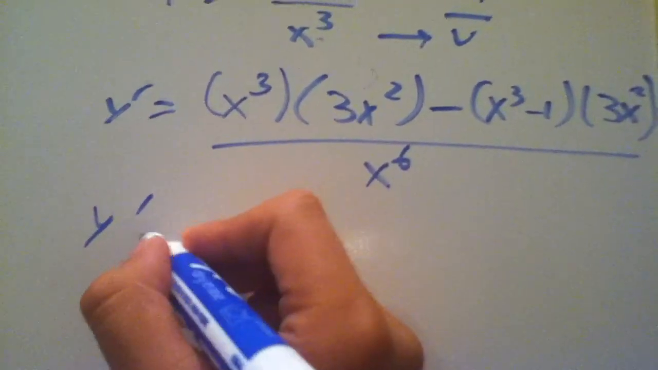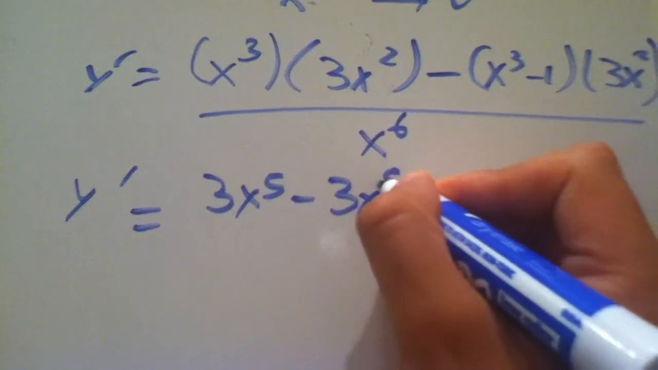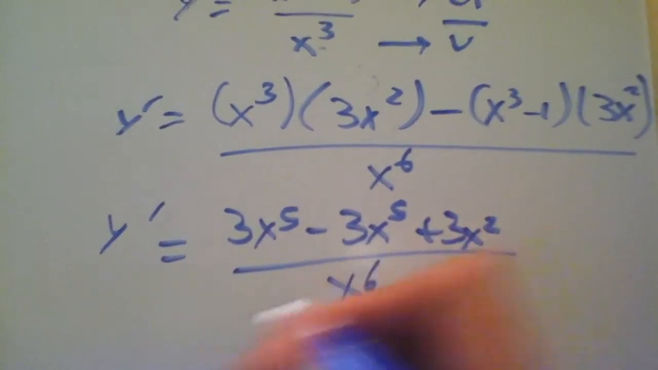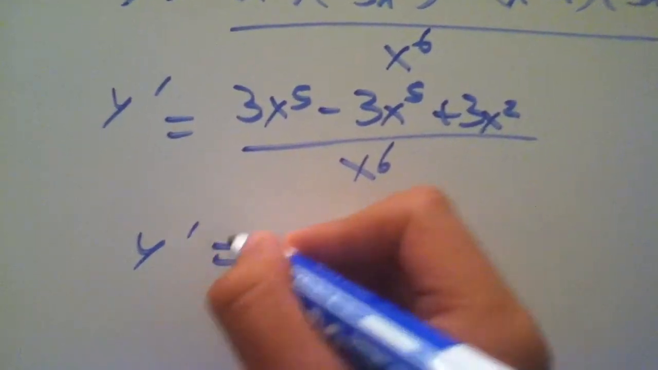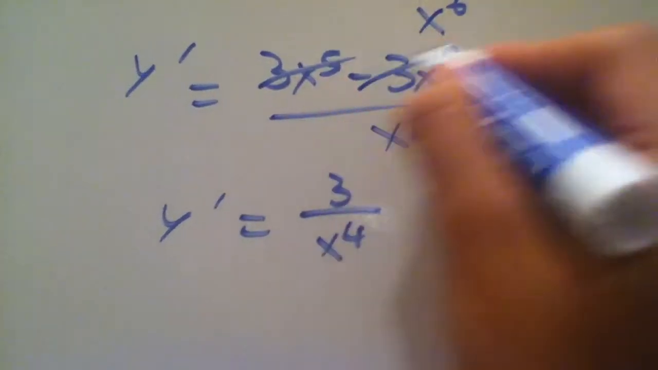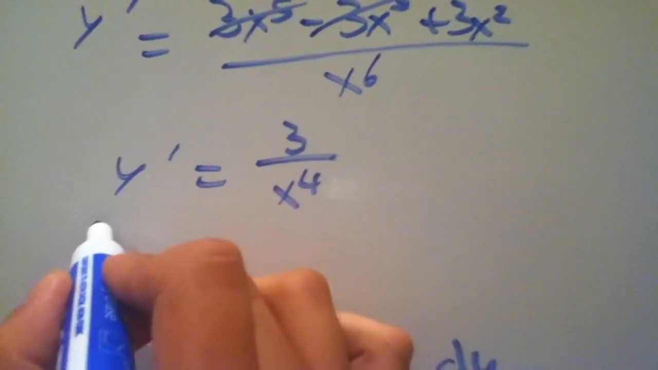So y prime, if we were to simplify this, will be 3x to the 5th minus 3x to the 5th plus 3x squared over x to the 6th, giving us the final answer of 3 over x to the fourth, because this and this cancel out, and when you simplify you get 3 over x to the fourth.